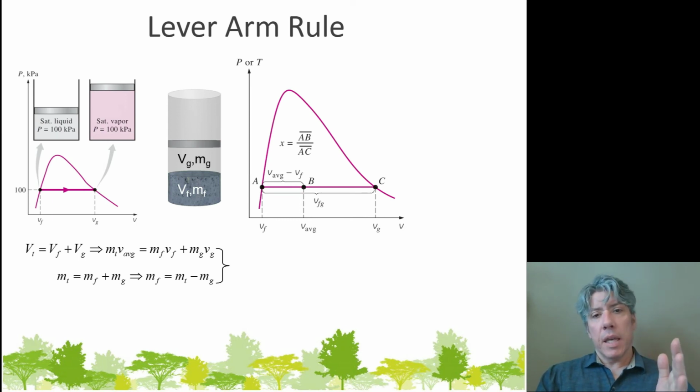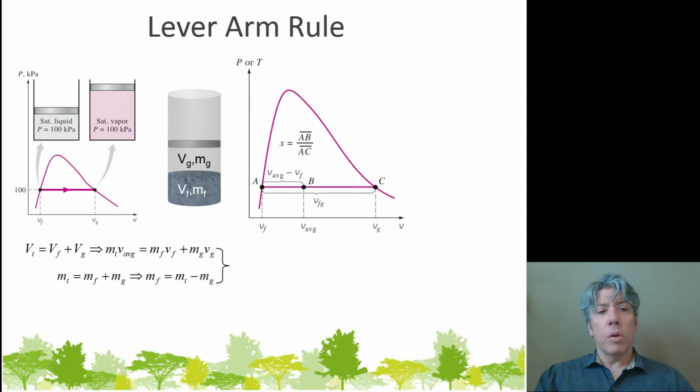So if I have a system that has some volume of liquid and some volume of vapor, then there's going to be some average specific volume at point B under the vapor dome of the entire system, but all of the liquid is at point A and all the vapor is at point C.